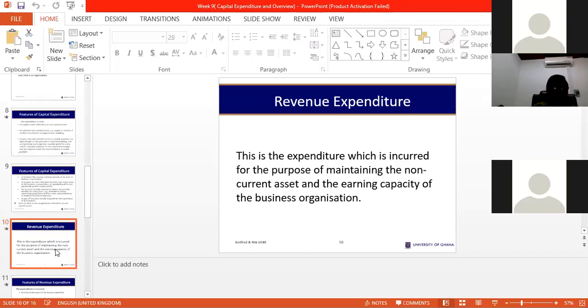Improvement and maintenance. Improvement would always result in capital expenditure. Maintenance will result in revenue expenditure. So please, these ones are English language, just note them: anytime the transaction is talking about improving the item, the non-current asset, then it is a capital expenditure.